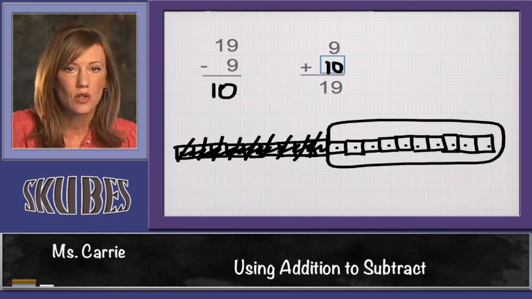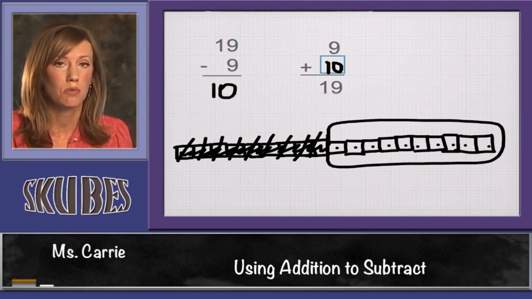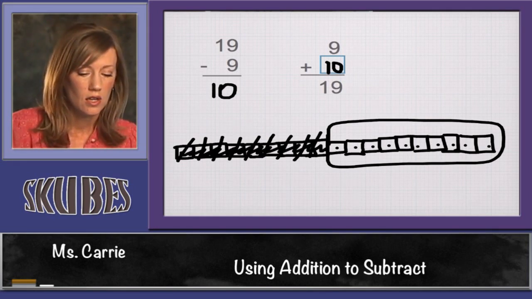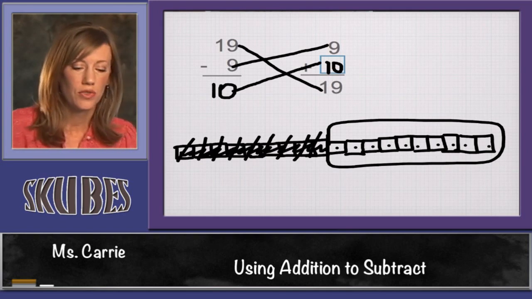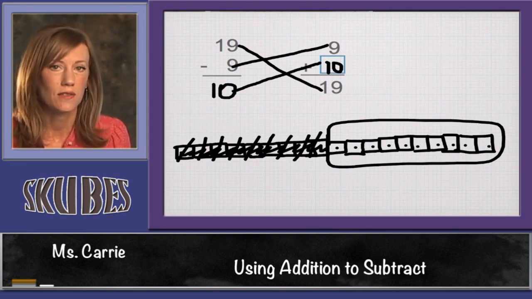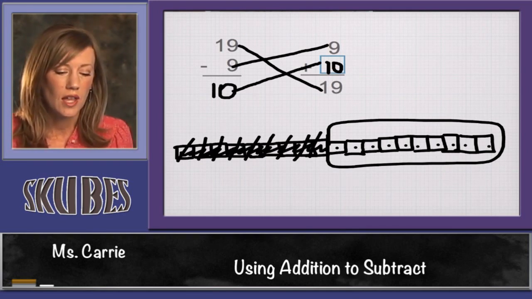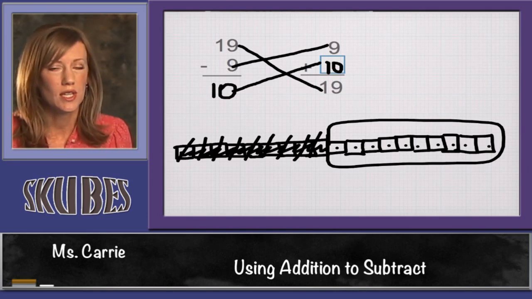And as you can see, there's a direct relationship between the subtraction and the addition. You see the 10 matches up with the 10, the 9 matches up with the 9, and the 19 matches up with the 19. They're in the same fact family. That concludes our lesson today on subtraction using addition.